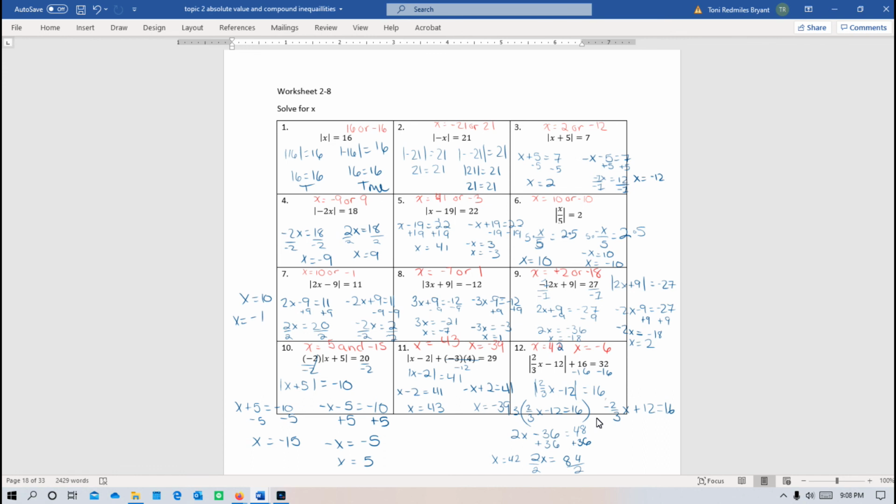Now I could do the same thing to this one. I'm going to multiply everything by 3, and it's going to give me a negative 2x, a positive 36 equals 48 still. Subtract 36 on both sides, and I get a 12. Divide both sides by that negative 2, and I get a negative 6. And those are the two possible answers for x.